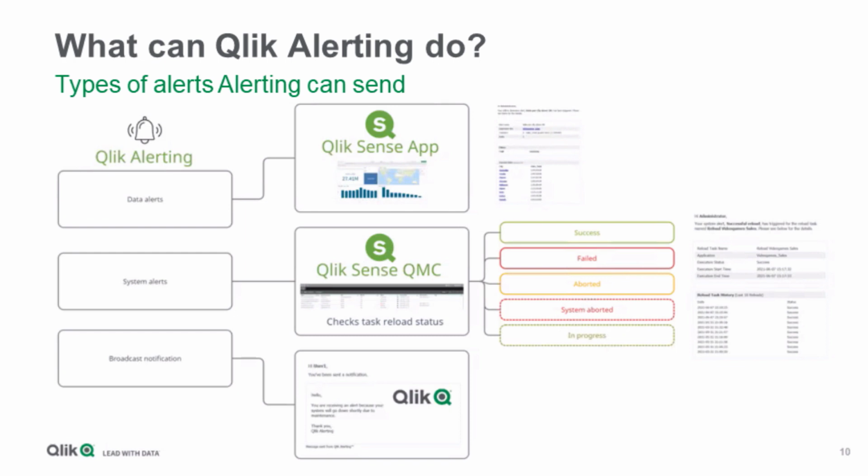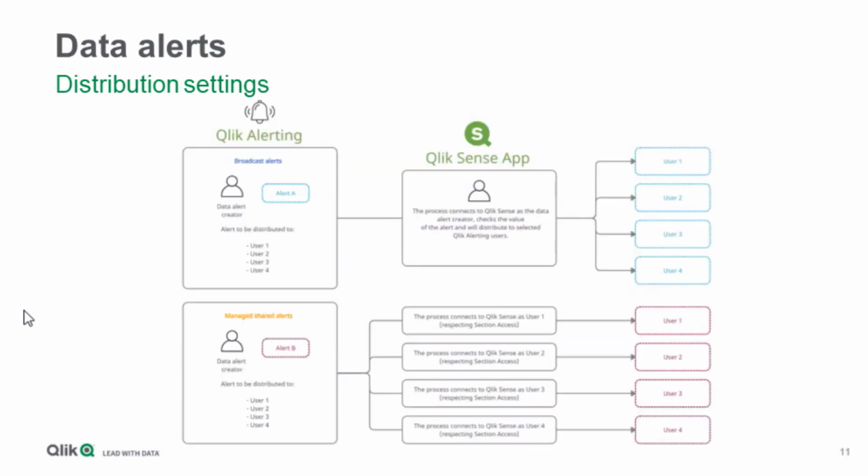For example, when your system is going to have maintenance, it's just a reminder of anything that you would like the users to know. So with data alerts, that first one you mentioned there, I imagine when you're looking at the Sense app and all the data that's available, it could be a little complex. How do those work? For data alerts, we have two ways of distributing. One is broadcast alert. So this alert, what it will do is go to the Qlik Sense application, and it will be this user who is the creator will check this value, and if it meets the condition, it will be sent directly to user 1, user 2, user 3, user 4. And on the other hand, we have managed share alerts. Is that the one that can validate the users through a section access table first? Yeah, exactly. So it will take into account section access.